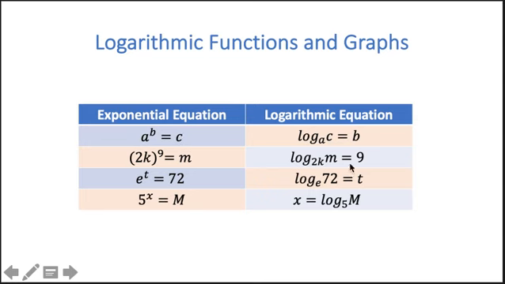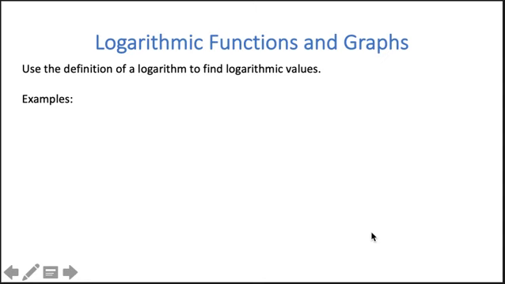In this problem, we had the log equation. We had to write it in exponential form. So it's 2k to the 9th is equal to m. Here we have log base e of 72 equals t. And in this last one, it's written backwards, but we know what to do. It's 5 to the x is equal to m. Excellent.